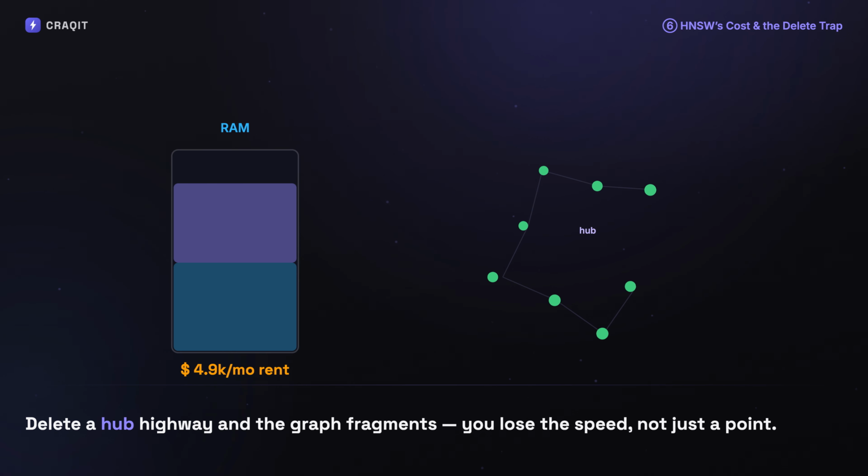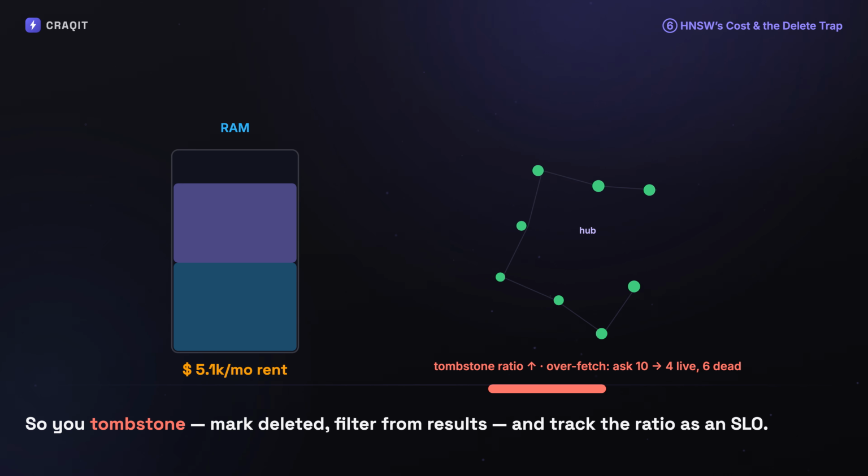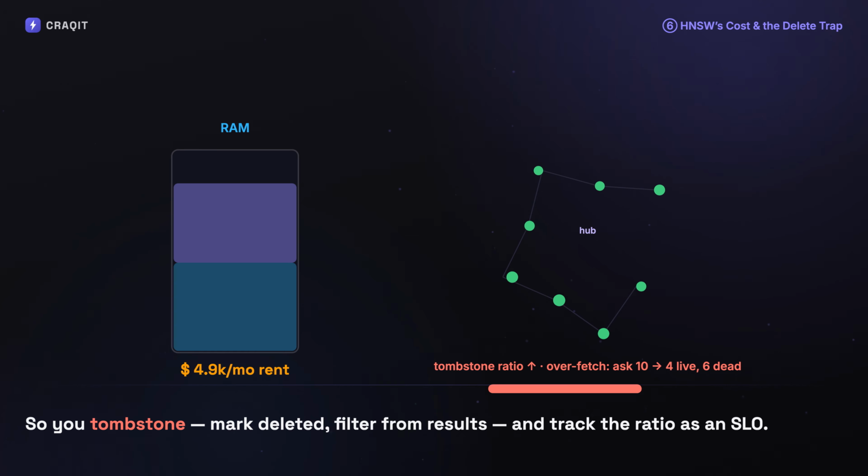So production systems don't delete, they tombstone. Flip a deleted bit, leave the node in the graph as a routing waypoint, and filter it out of the results. The cost you must name. Tombstones accumulate, so you overfetch to compensate. Ask for 10, get 4 live and 6 dead. Latency creeps up, recall quietly degrades, and eventually you rebuild the whole index offline. Saying HNSW deletes are effectively a rebuild, so you tombstone and track the tombstone ratio as an SLO is genuinely senior.